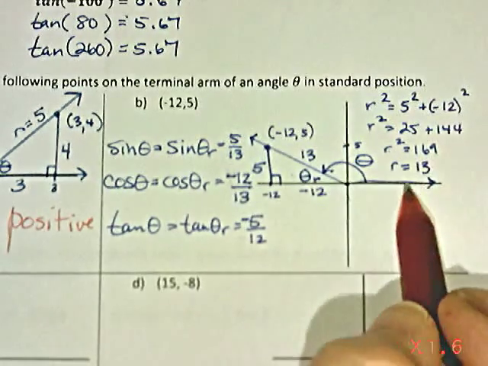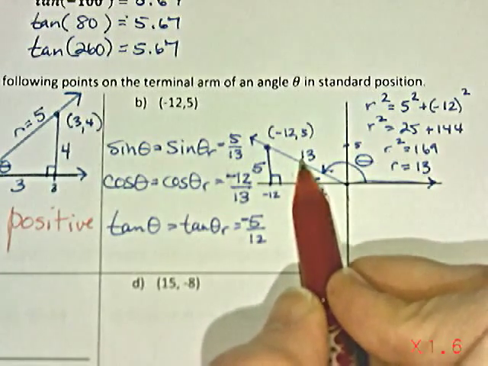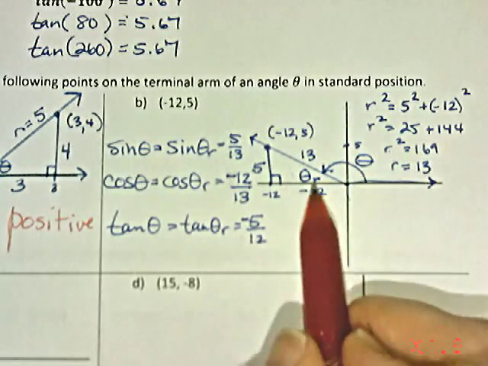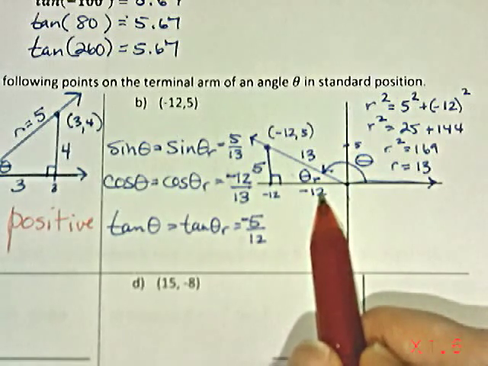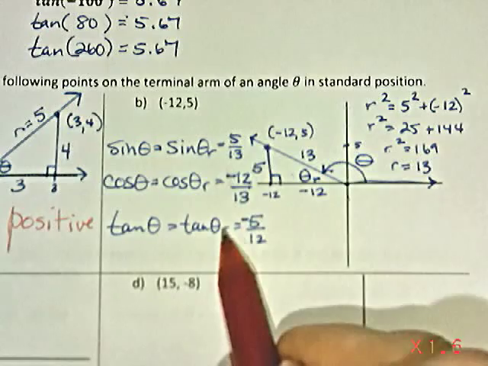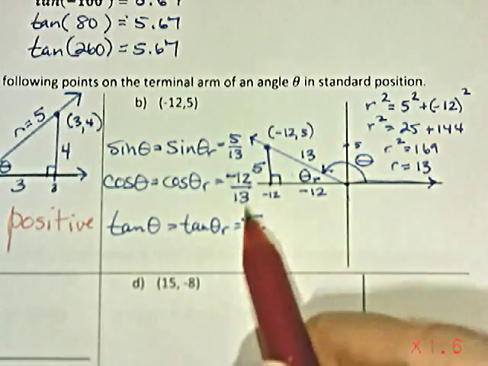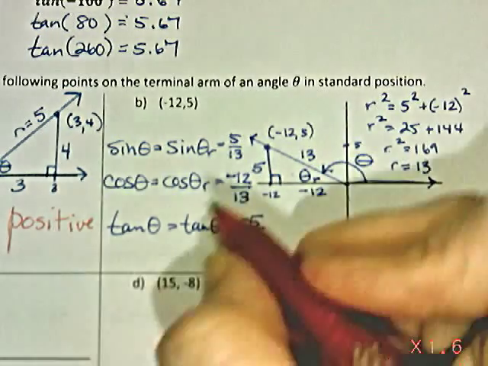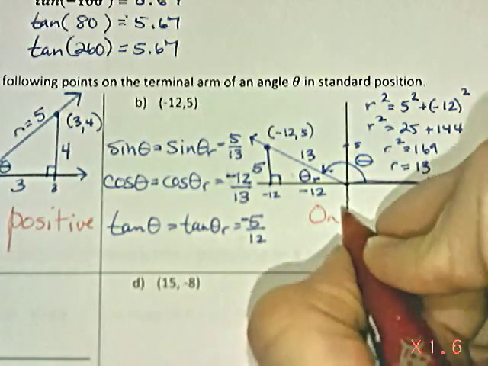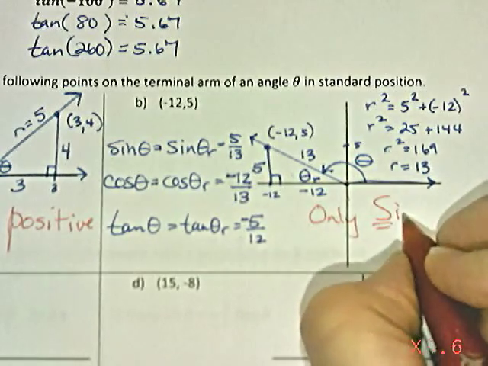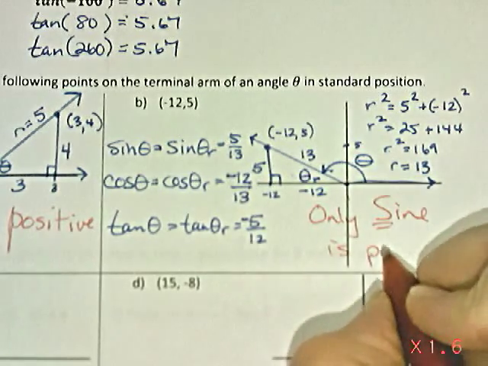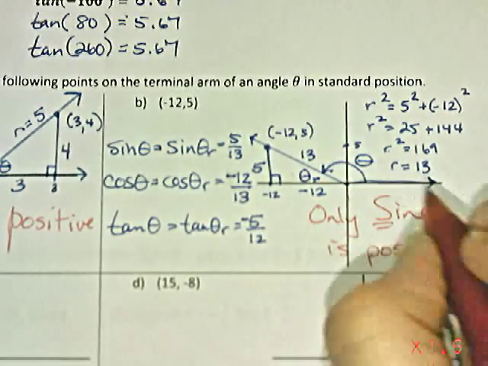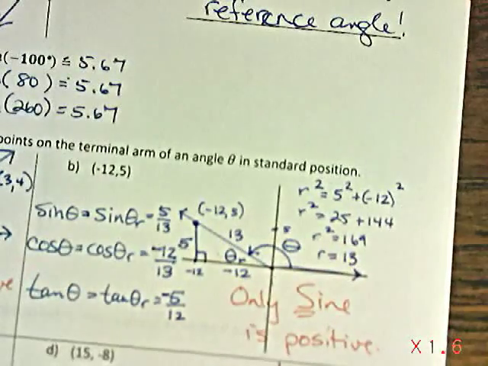So for all angles that land in my second quadrant, they're going to be using a negative adjacent side length. And so cosine and tangent both use that adjacent side length, so both of them will always be negative, and only sine is positive for any ratios for any angle that lands in the second quadrant.